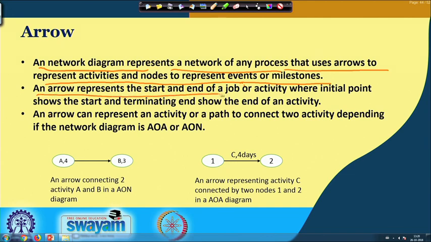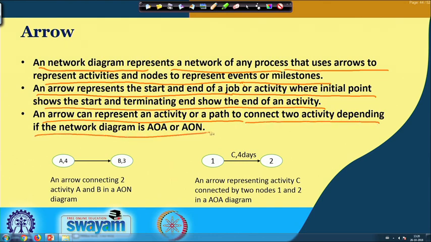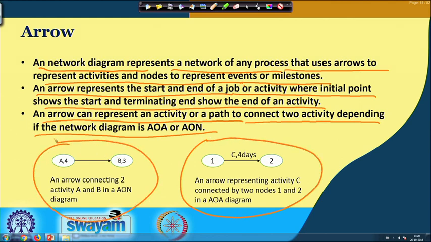An arrow represents the start and end of a job or activity, where the initial point shows the start and the terminating point shows the end of the activity, that is AON activity, and an arrow can represent an activity or a path to connect two activities, depending on whether the network diagram is AOA or AON type. So, these are the two basic types, arrow diagram and activity on node diagram, commonly used for presenting a network, and their analysis is also similar.